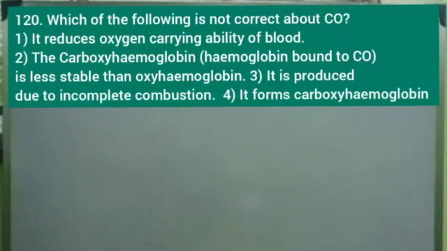Question number 120. Which of the following is not correct about carbon monoxide? Option number 1. It reduces oxygen carrying ability of blood. Option number 2. The carboxyhemoglobin, that is, hemoglobin bound to carbon monoxide, is less stable than oxyhemoglobin. Option number 3. It is produced due to incomplete combustion. And option number 4. It forms carboxyhemoglobin.